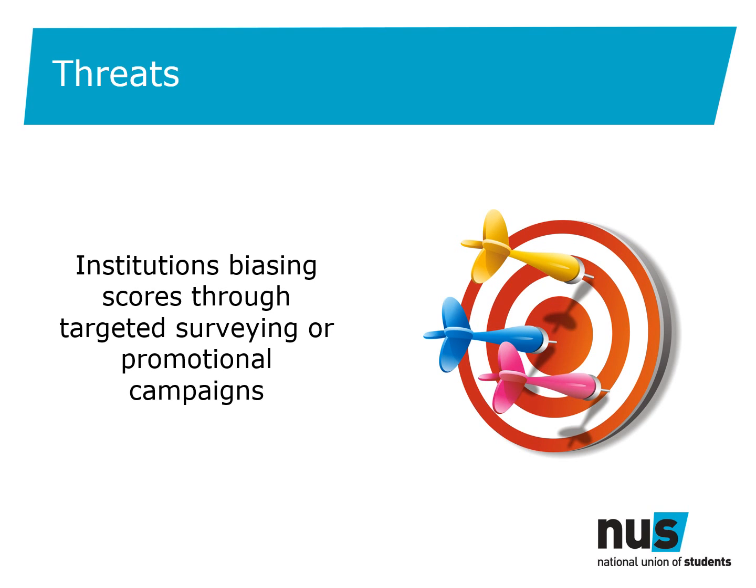A threat to the validity and robustness of the data can come in the way that institutions promote the survey to students. HEFCE have strict rules on promoting the survey to ensure that the data is anonymous and that students give honest responses, but some institutions have broken these rules in the past, either by trying to influence students' answers or by targeting specific groups of students who are more likely to score them highly. If you see this type of behaviour, report it to your students' union, to NUS or to HEFCE.